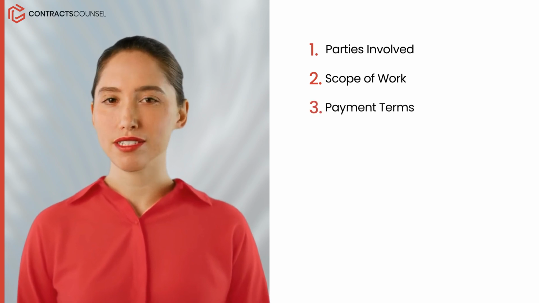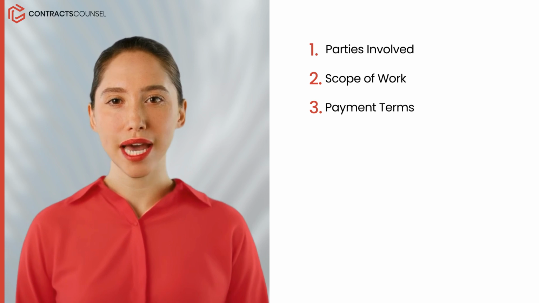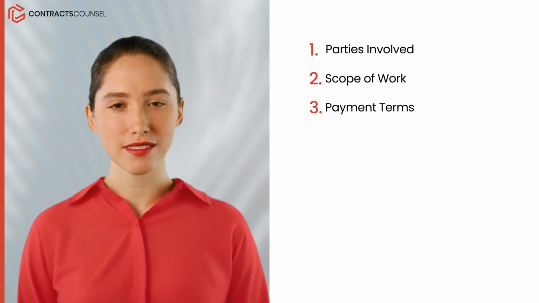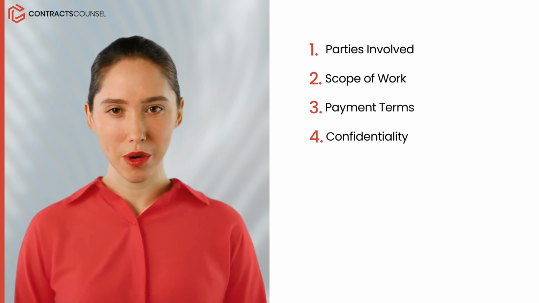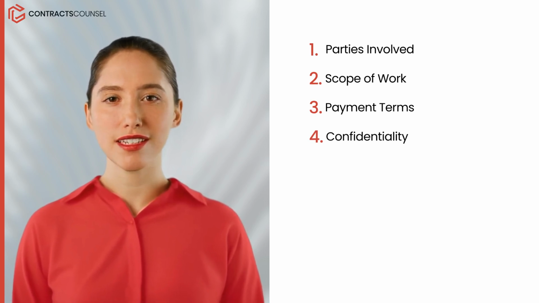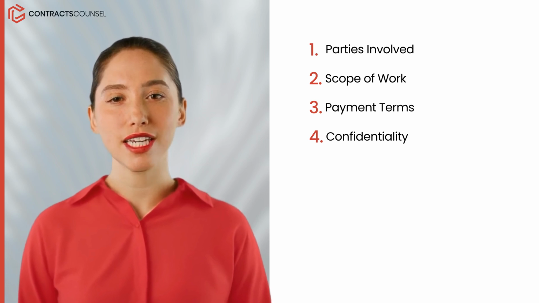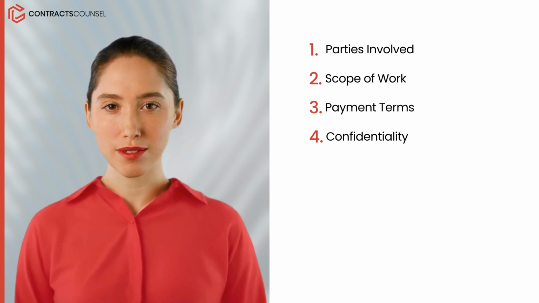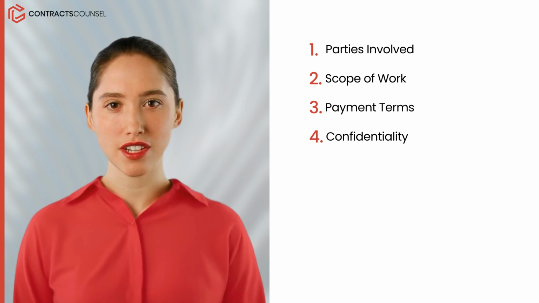3. Payment terms. If the contract involves any sort of payment, find the payment terms and review the payment structure, including amounts, due dates, and acceptable payment methods. 4. Confidentiality. Many contracts require parties to keep information confidential. Identify any requirements to keep information confidential and understand what information this includes. This will help you avoid making any mistakes by accidentally disclosing confidential information.